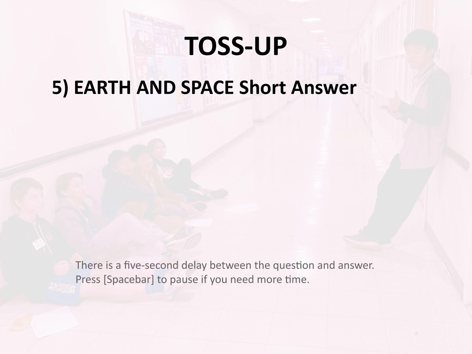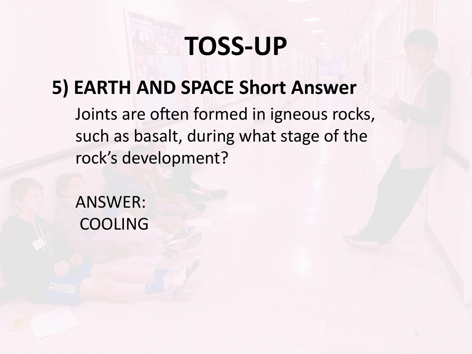Toss-up 5. Earth and space. Short answer. Joints are often formed in igneous rocks, such as basalt, during what stage of the rock's development? Answer. Cooling.